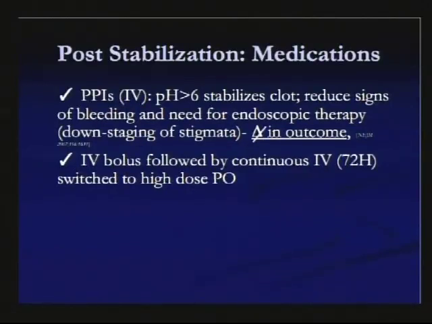A pH of greater than 6 stabilizes the clot, and you want it to stay steady that way. That's why you want to put the patient on continuous IV PPI rather than boluses. H2 blockers, although they improve the signs of bleeding seen on endoscopy, do not change outcome, whether the patient would require more blood, whether the patient is going to rebleed again, or whether the patient is going to die. Giving PPI is not going to change that.